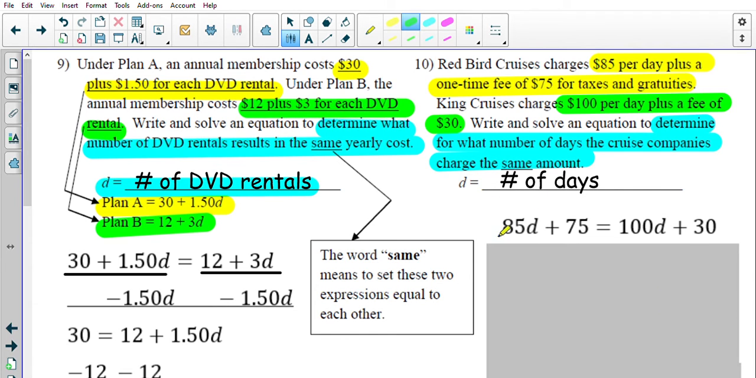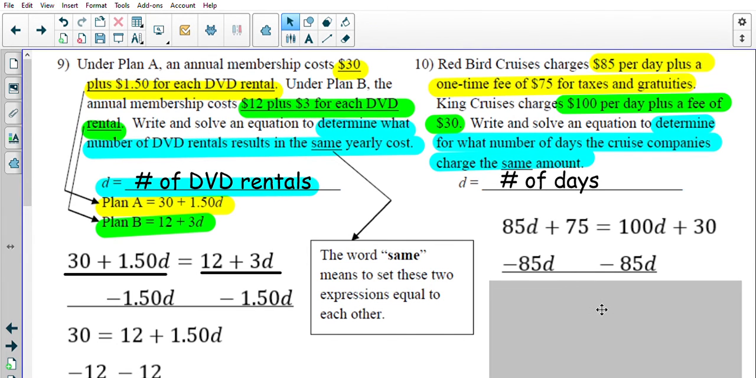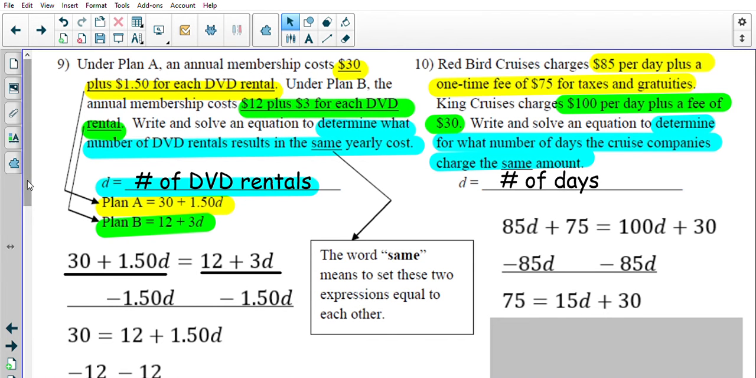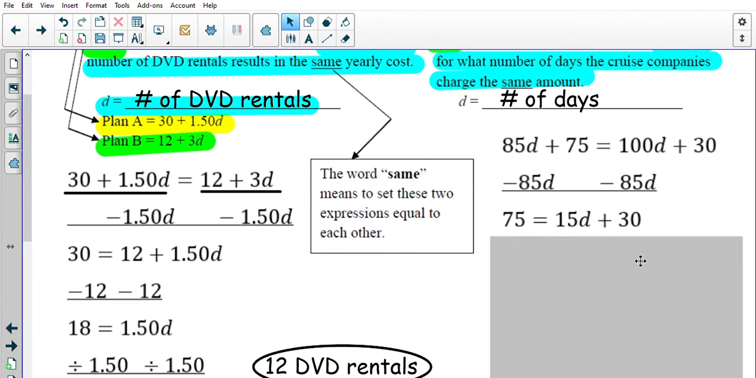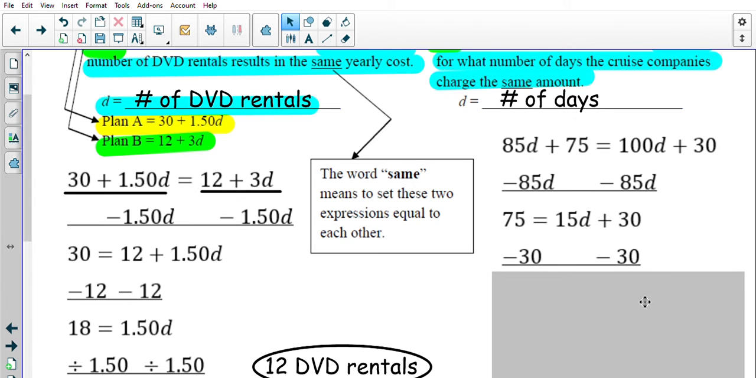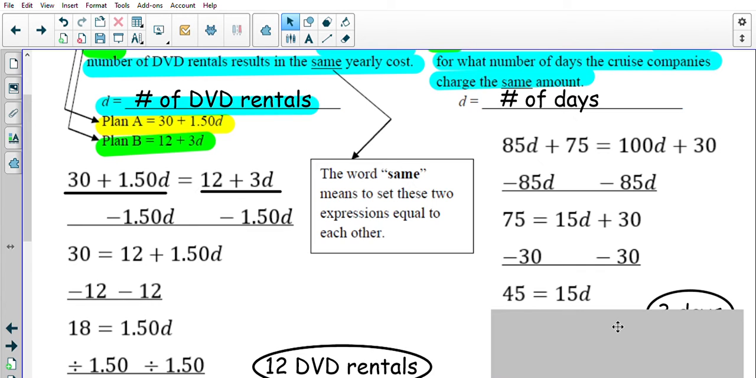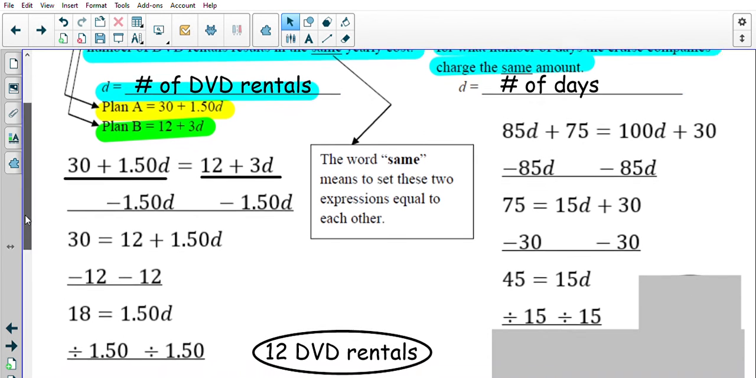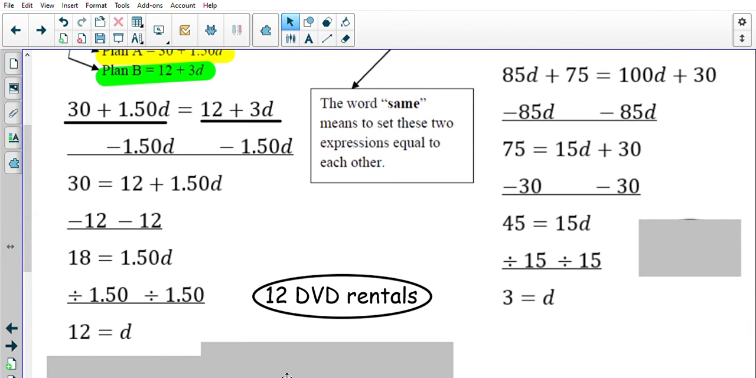Now we've got an 85D and a 100D. 85D is smaller, it's positive, so let's subtract 85D from both sides. That's going to get us 75 equals 15D plus 30. The inverse of adding 30 is to subtract 30 from both sides. That gets us 45 equals 15D. We will divide both sides by 15. You can already see the solution there. 45 divided by 15 is going to get us 3. So that means in a 3-day period, both of those cruise companies are going to charge the same amount.